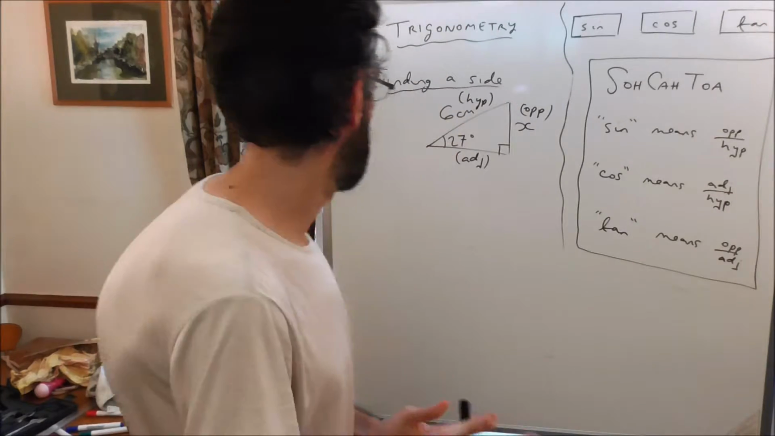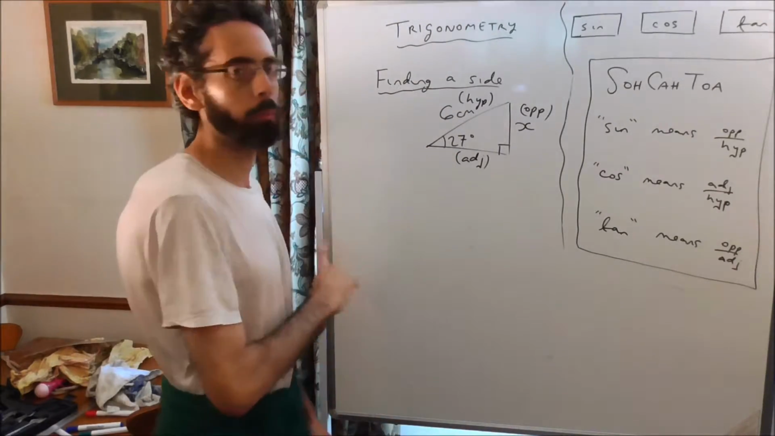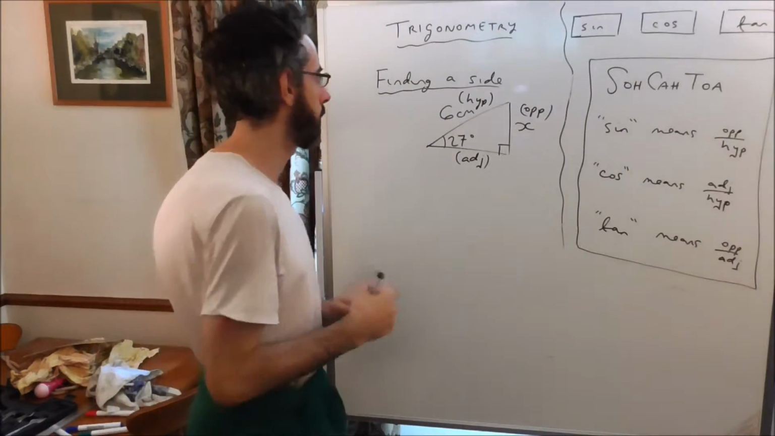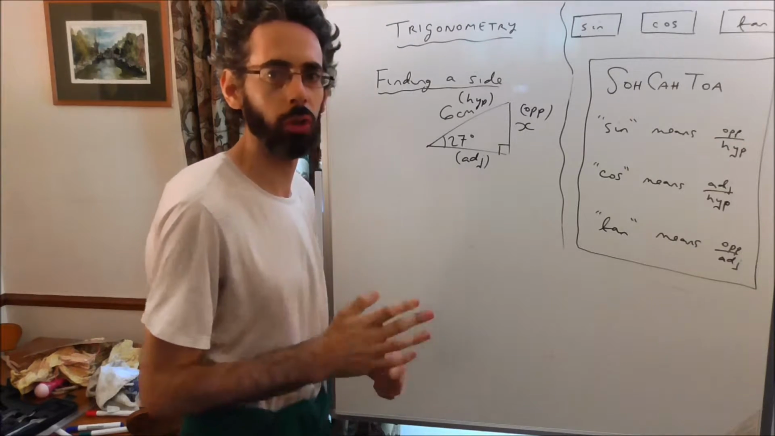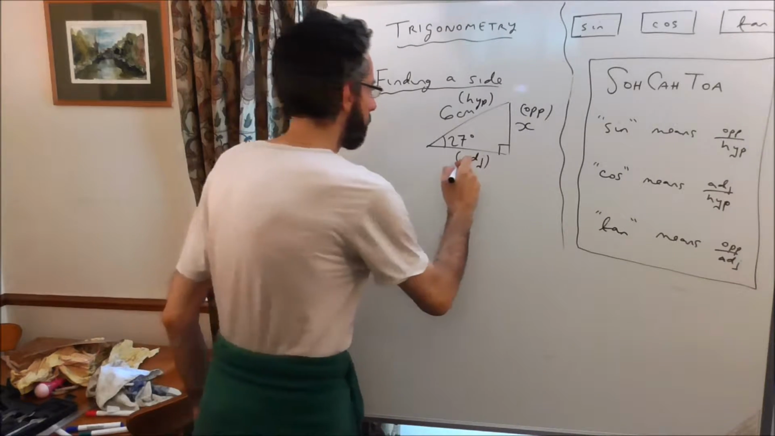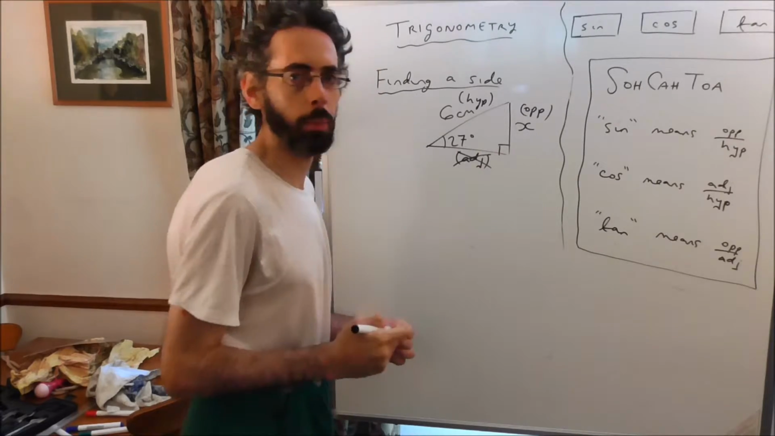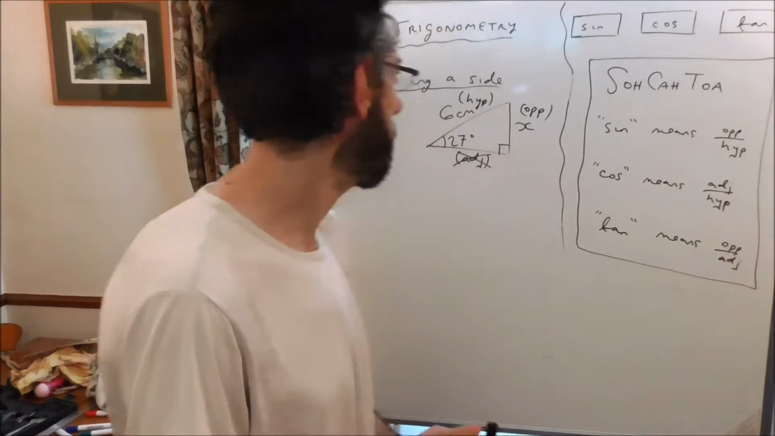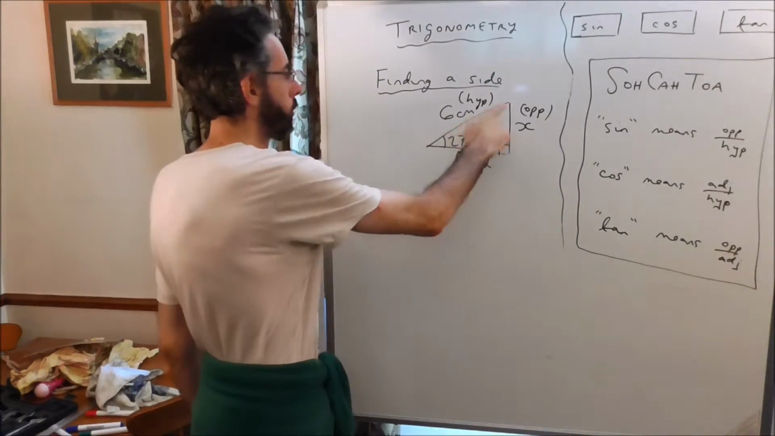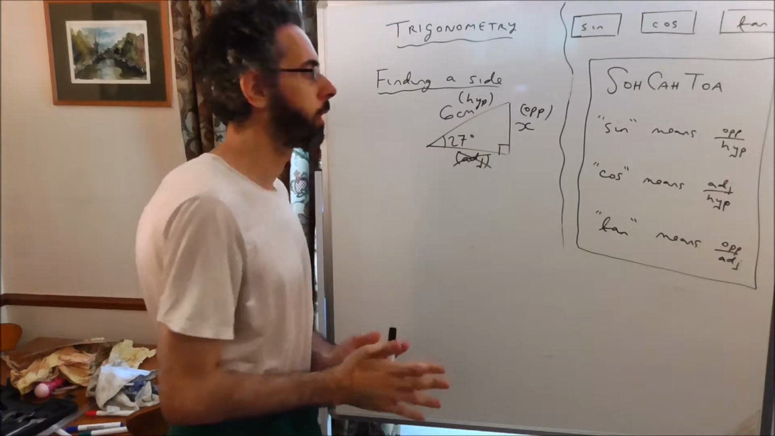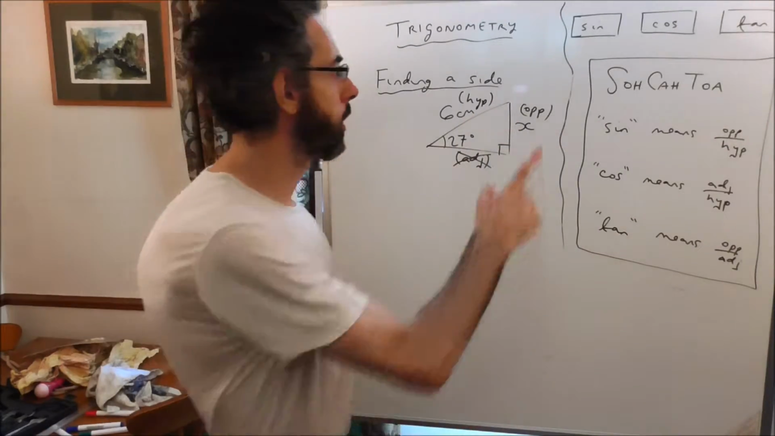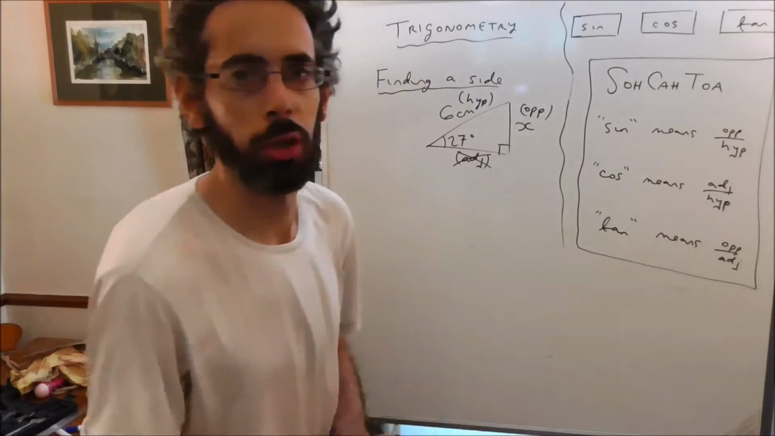Now if you notice, adj, the adjacent side, wasn't marked in the question. It's not a side we've been given, it's not a side we're trying to find, so we can just ignore it. This question is not going to be about the adjacent. We've been given the hypotenuse and we're trying to find the opposite. So we need to find the button that links those two sides.